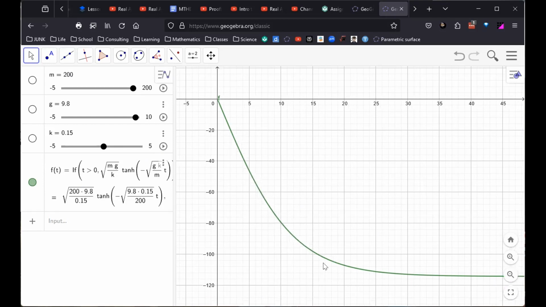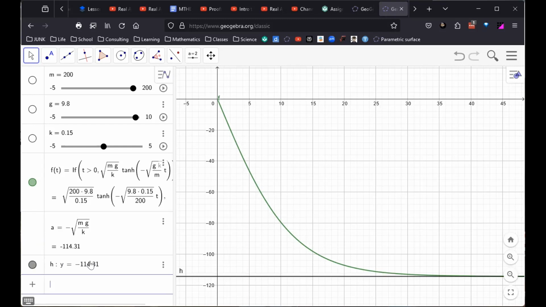Okay, so you can see that there's the limiting factor, and if we did the terminal velocity, negative square root of m times g over k, you can see there that that is the limiting value. So if I plot that, y equals a, you can see that those are the terminal velocity and how it approaches that value. All right. I hope that was helpful. And we're going to jump on to the next example.